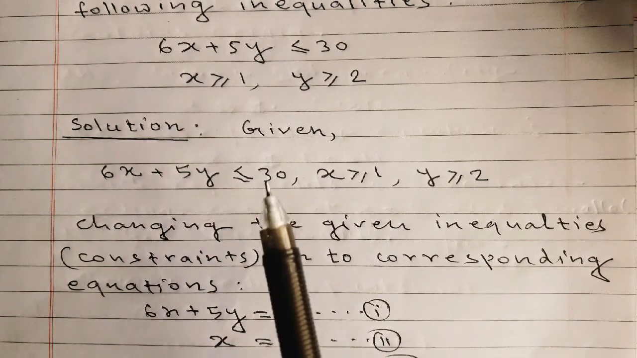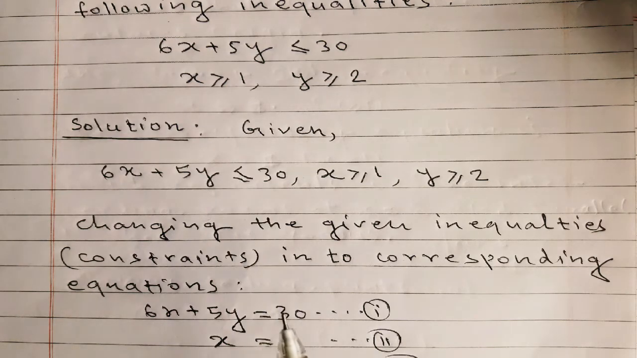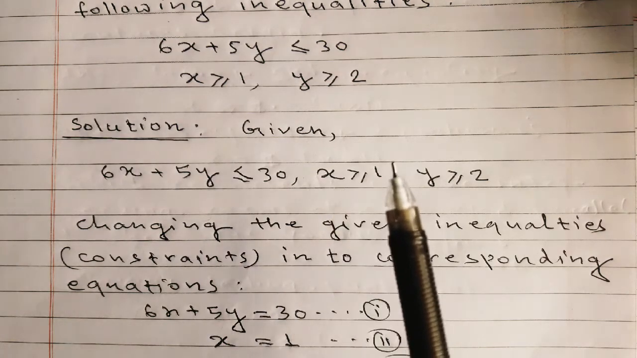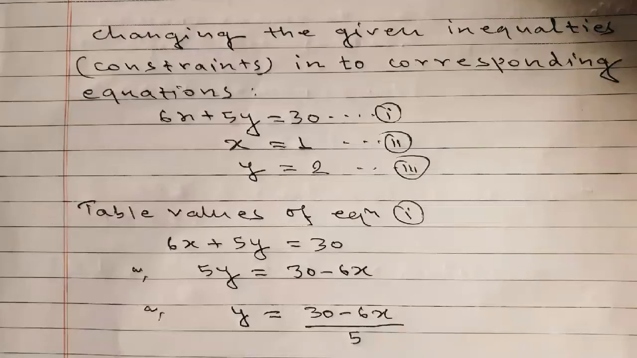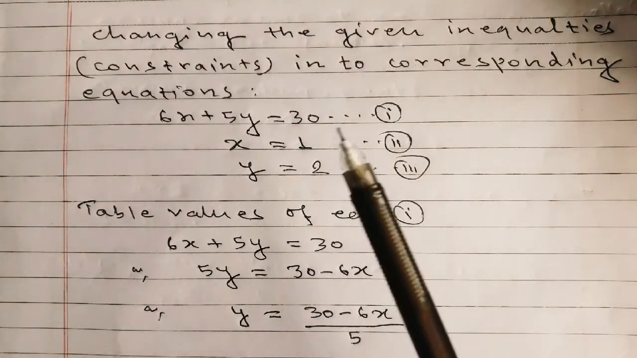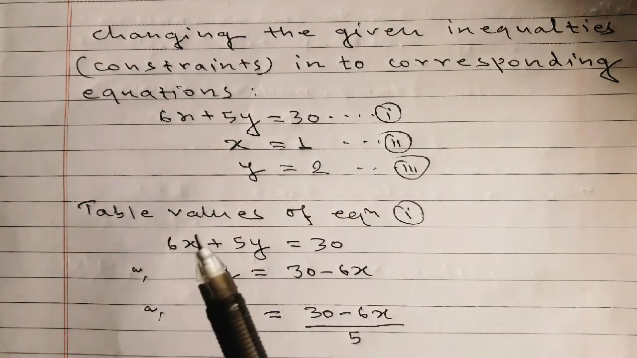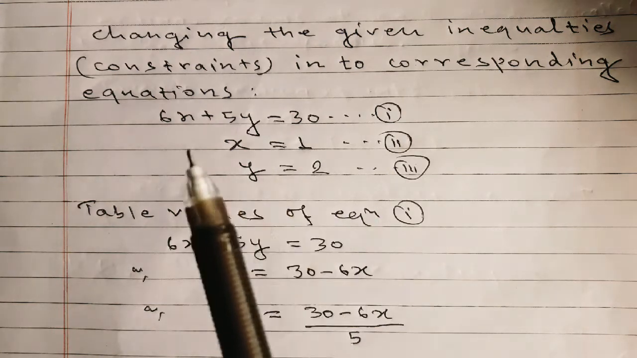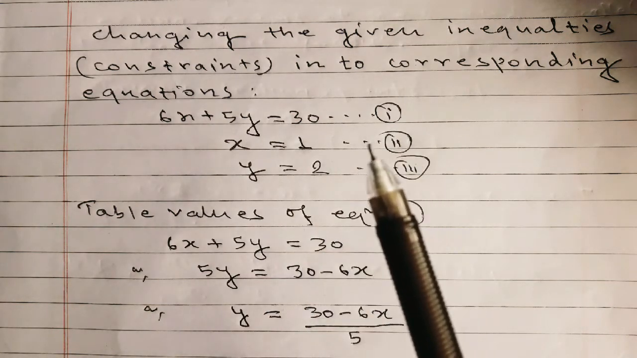6x + 5y ≤ 30. The corresponding equation of the first inequality is 6x + 5y = 30. The corresponding equation of x ≥ 1 is x = 1. And the corresponding equation of the third inequality is y = 2. Now, first we have to make the table values of the given equations in order to plot in the graph.